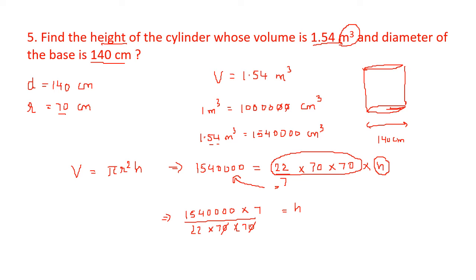So first I cut off the 2 zeros, 1 7 gets cut, 7 ones are 7, 22s are... 0, 0 we got, and 22 and 22 get cut, so 100. So the height of the cylinder is 100 centimeter. And now if you want to convert it into meter, you can write 1 meter. So the height of the cylinder will be 1 meter.